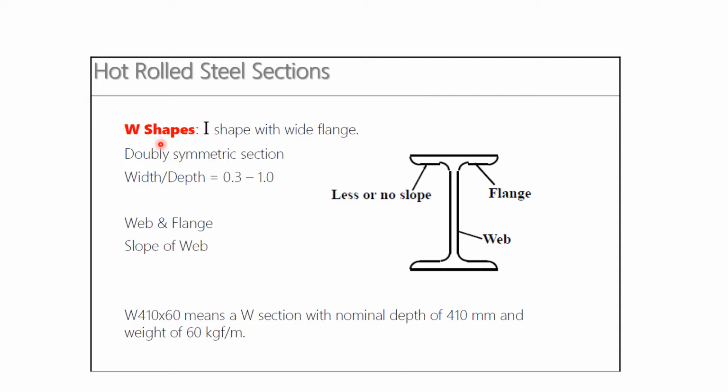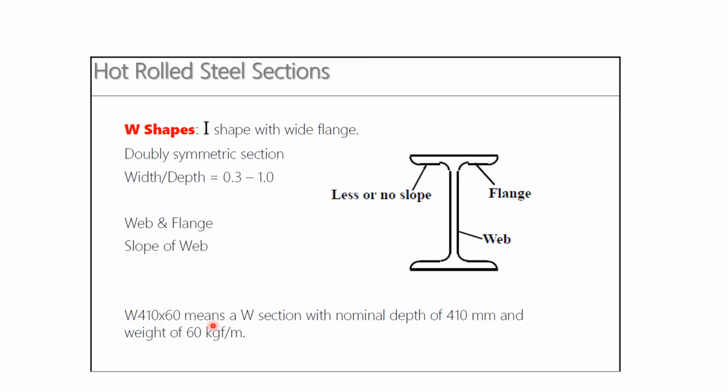Hot rolled steel sections, W shape. It is an I shape with a wide flange: here the flange, here the center part which is the web, bottom flange, top flange. The center part is the web. Doubly symmetric means that when we take the neutral axis of this section, it is symmetrical on the above and the bottom side. The total width to depth ratio varies from 0.3 to 1.